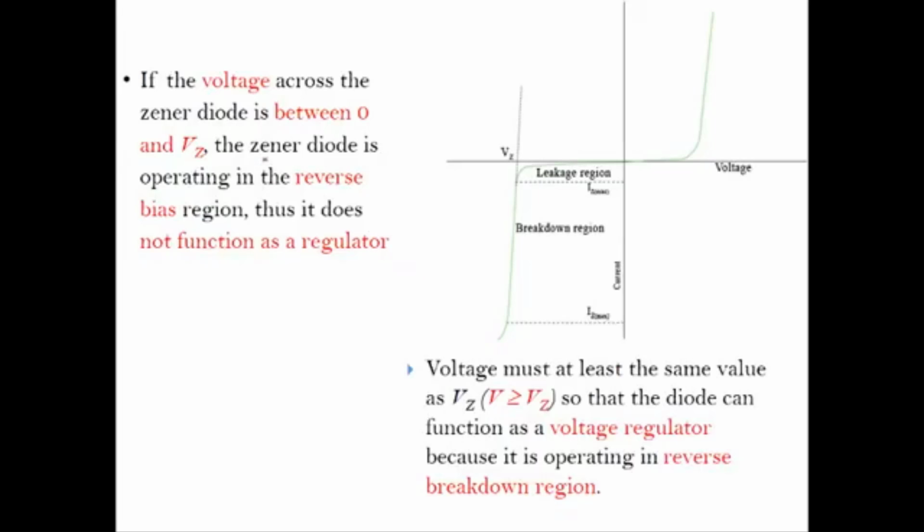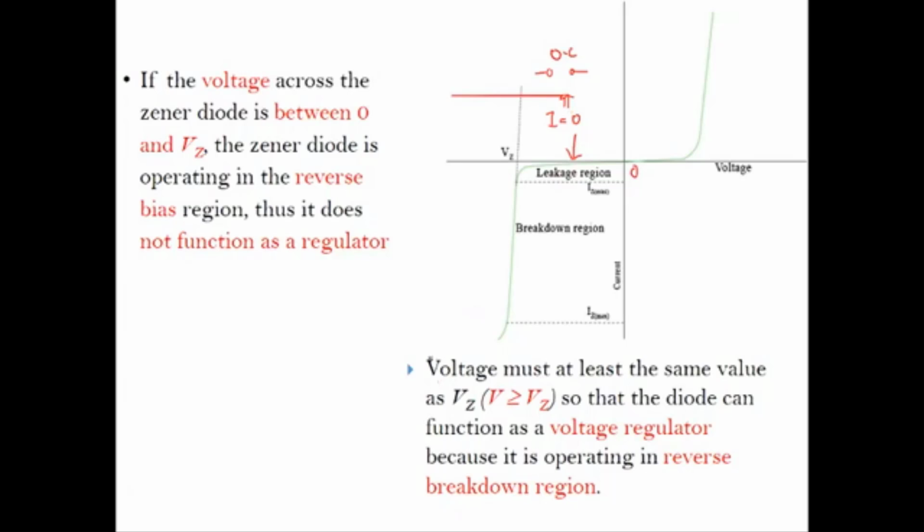If the voltage across the diode is between 0 and VZ, where VZ is the Zener voltage, the diode operates in the reverse bias region and does not function as a regulator. Here the current is 0. If you remember, for a diode in reverse bias, we replace the diode with an open circuit, so there is no current flow and no regulation of voltage.